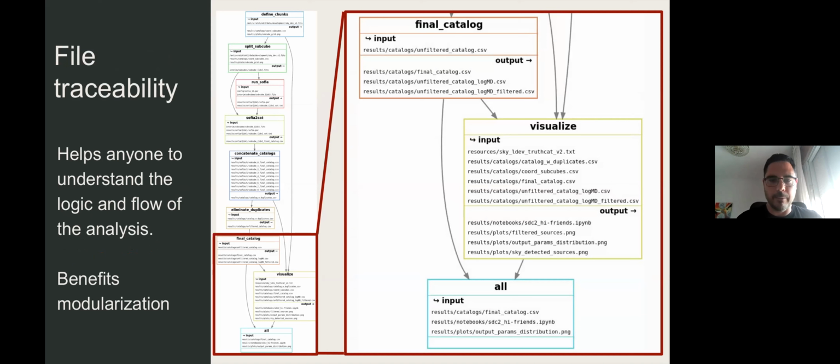Another important thing is file traceability. This is also a diagram that is produced by Snakemake, which makes it very convenient.